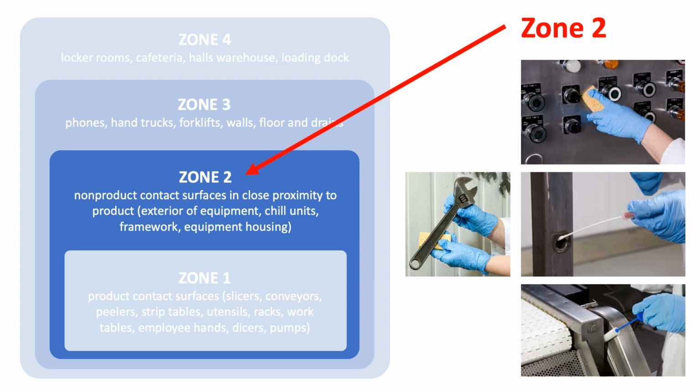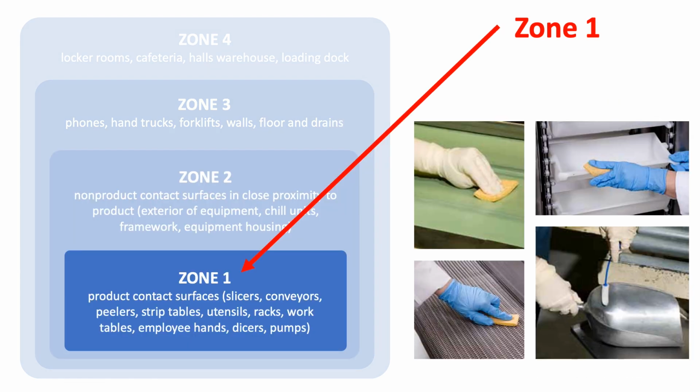Zone 2 surfaces are in close proximity to the product, but do not directly contact the product. Examples include the exterior of equipment, including panels and equipment housing, as well as tools that might be used in equipment maintenance. Zone 1 surfaces do come into direct contact with the product. These include items such as conveyor belts, scoops or other utensils, gloves, slicers, and peelers.